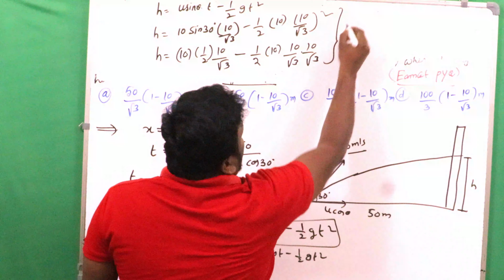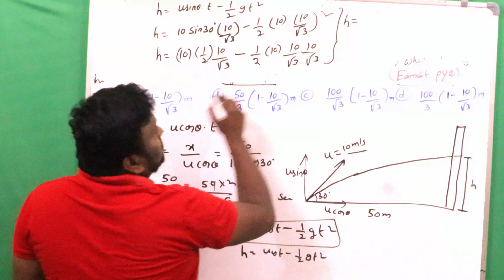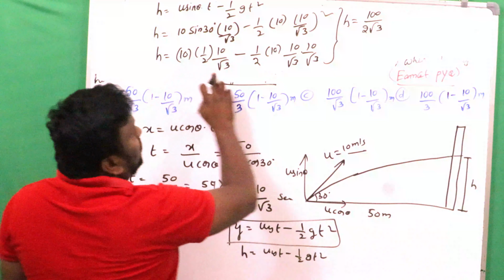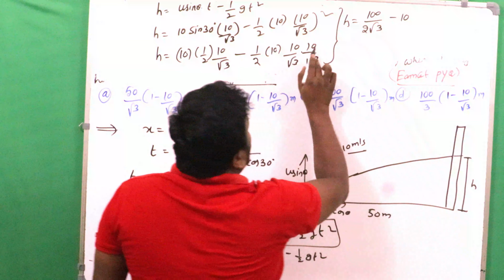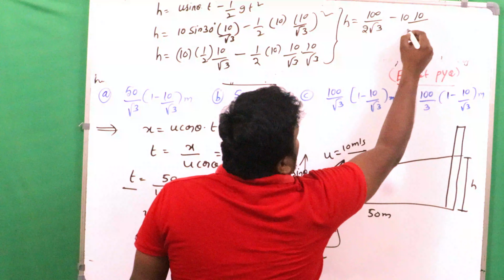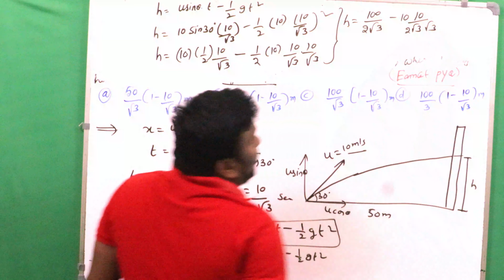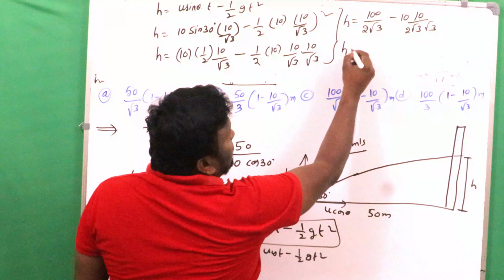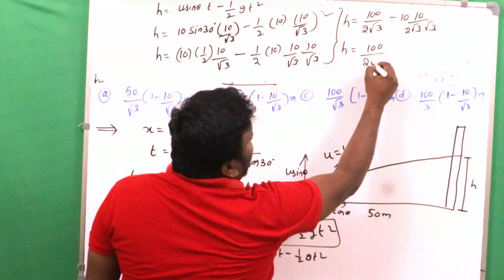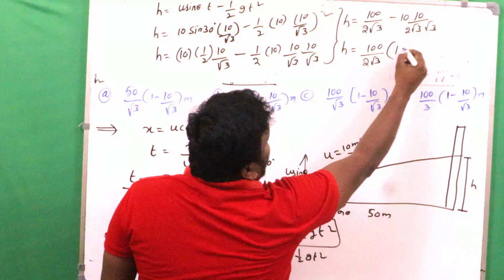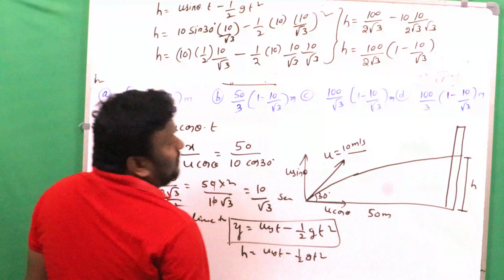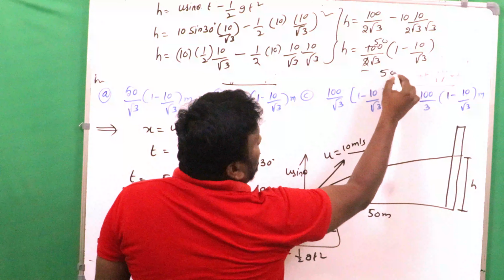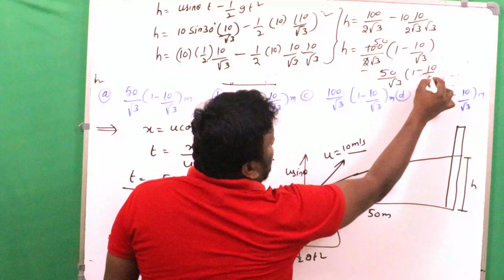Then how can we write? h is equals to 10 into 10, 100, so 100 by 2 root 3 minus 10 into 10 into 10, 100, by 2 into root 3 into root 3. Now what do you take common? Very simple, here h is equals to 100 by 2 root 3 is common. Then what is left is 1 minus 10 by root 3. Clear? Then 2 ones are 2, 2 fifties are 50. So 50 by root 3 of 1 minus 10 by root 3.